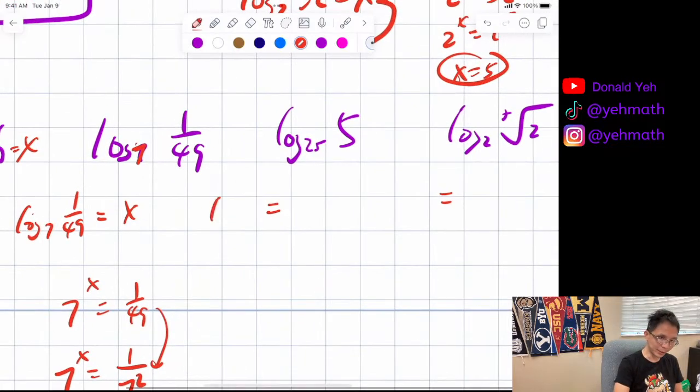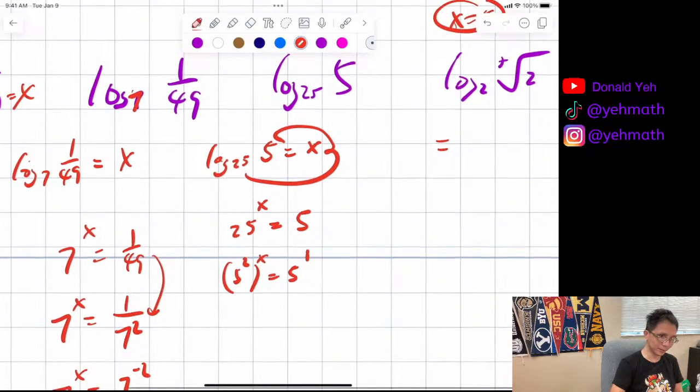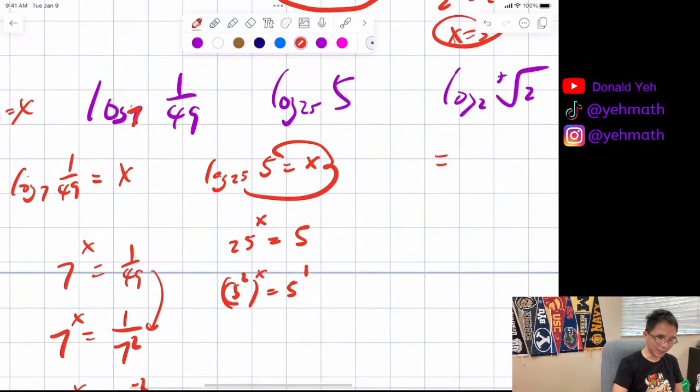So remember, this is log base 25 of 5 is equal to x. So it's 25 to the x is equal to 5. Change it to the same base: 5 to the second, and that's going to be 5 to the 1. Both sides have a base of 5, so it'd be 2x equal to 1, x equal to 1/2. Good job.